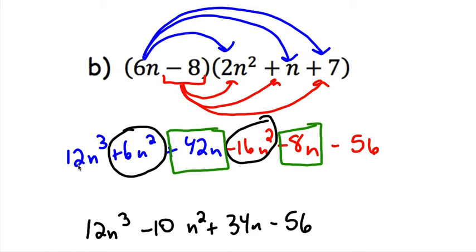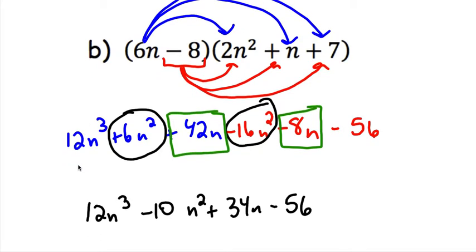Last one, 6n times 7. 6 times 7 is 42. N times no n is just n. And now we're going to multiply the negative 8, and don't forget the negative. Negative 8 times 2 is negative 16 n squared. Negative 8 times n is a negative 8n. And then negative 8 times 7 is negative 56.